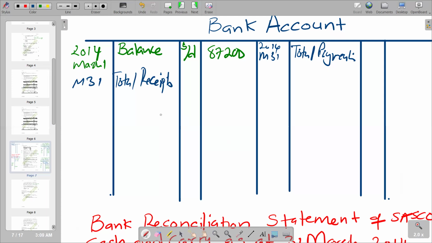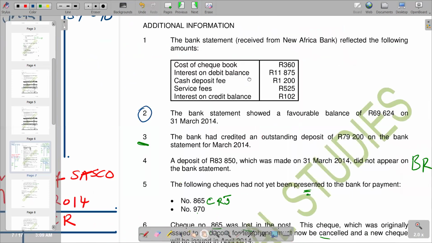On the total receipts, the figure that we got is 95,562. On payments, total payments, we got 37,390. So these are the figures that we have there after we added the bank columns. You can just try to refer back to those figures.